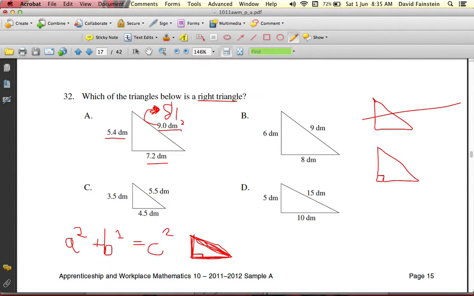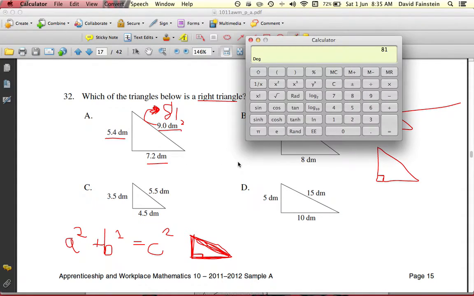Okay, now, let's do that. 5.4 squared plus 7.2 squared. Not 5.4 plus 7.2 squared. 5.4 squared plus 7.2 squared.